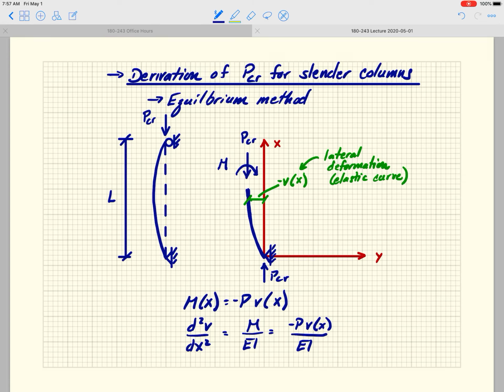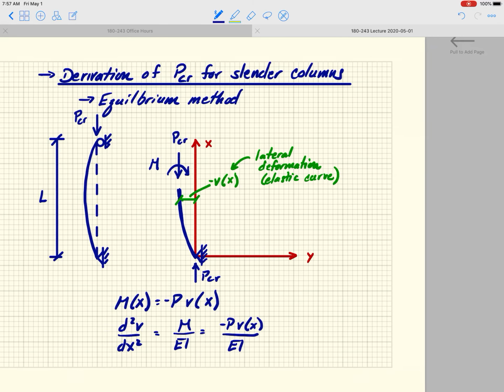Right? And this is where we start to get a different sort of scenario than we have looked at before. That's a scenario where the load, in this case the moment, is also a function of v. So it's not independent of the deformed shape, it's directly related to the deformed shape.